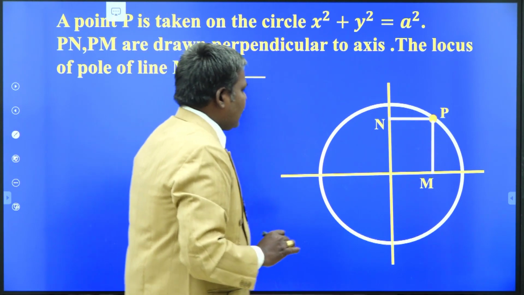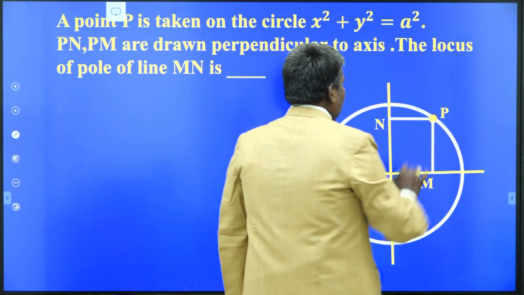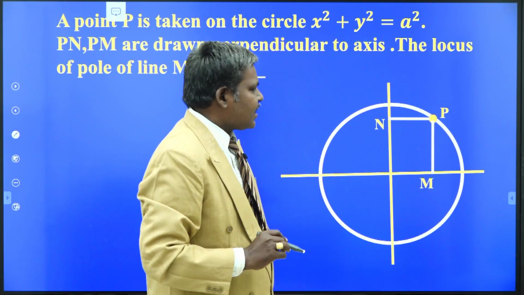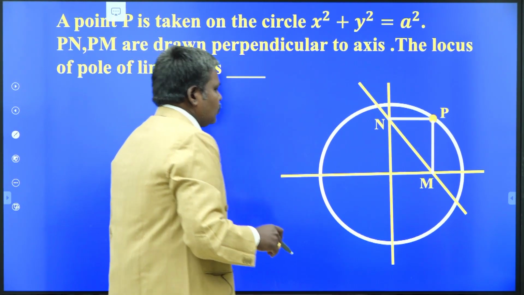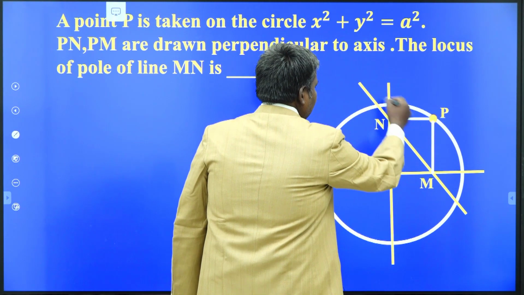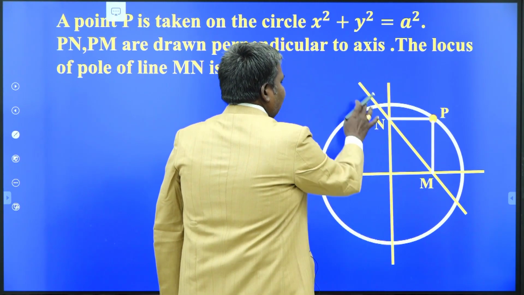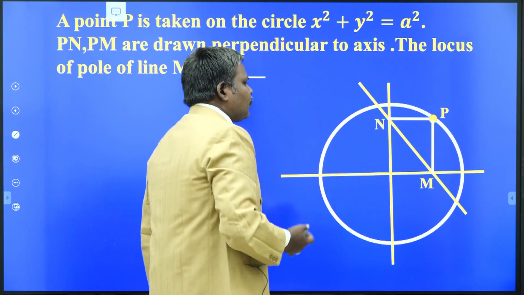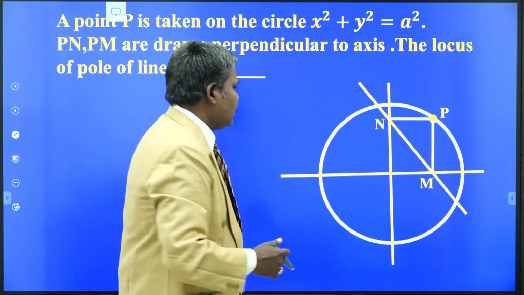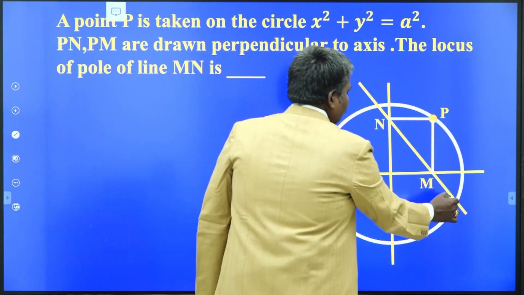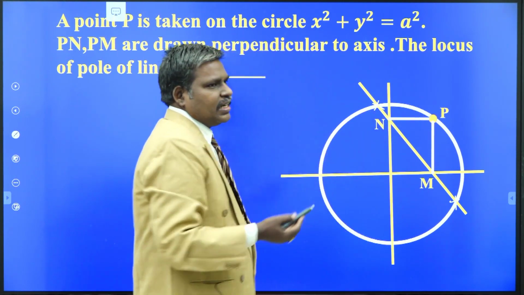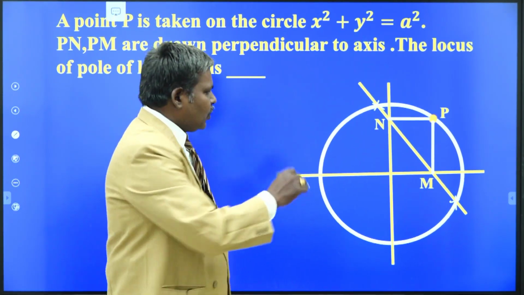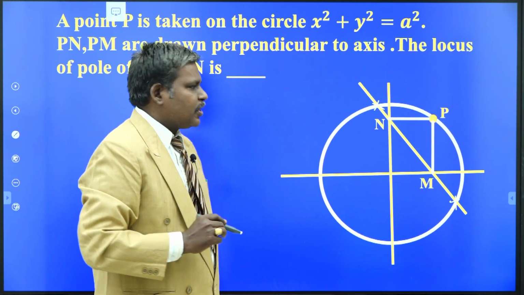So this is the point P. PM and PN are drawn perpendiculars from P to the axes as shown in this figure. This is the line joining MN. So for this position of point P, you have the line MN. After getting this line, you have to find the pole of the line with respect to the circle. Here the line intersects the circle. To get the pole, draw the tangents at these points. They intersect at another point Q, say, that is the pole of that line MN with respect to the circle.